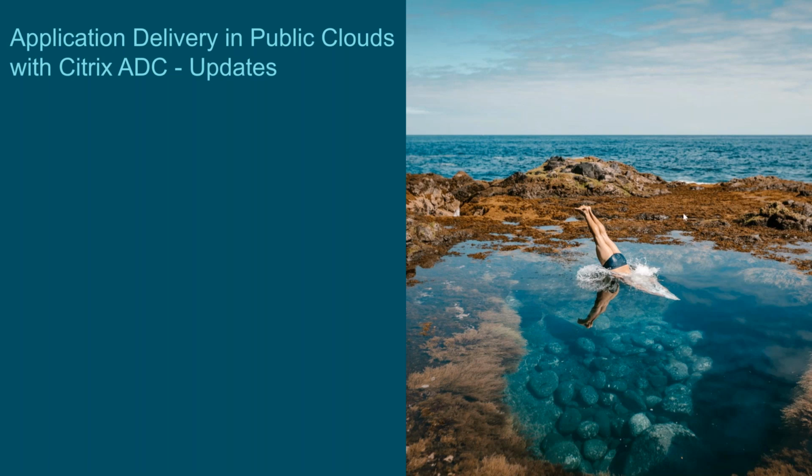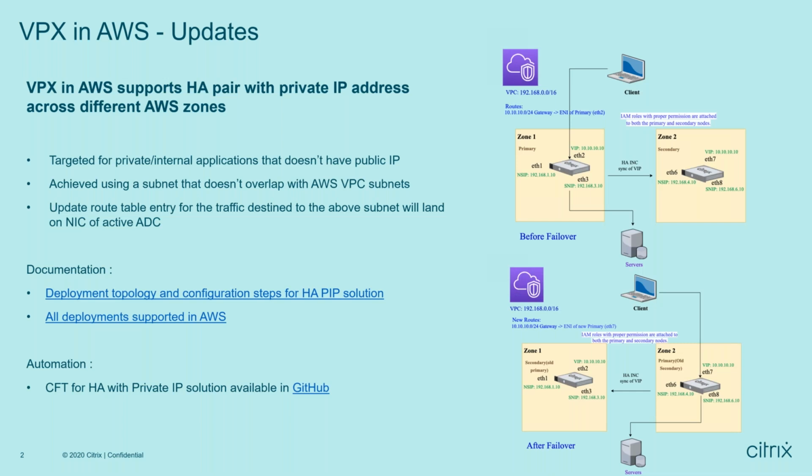So, friends, today I'm going to cover the public cloud updates, and there are also some automation updates that Mayur will share with you all. With that, my first update here is going to be on AWS cloud. So what are the new things that we brought in last quarter? One of the primary things that we did on AWS is to support a private IP-based HA solution.